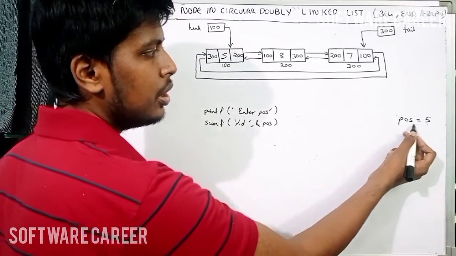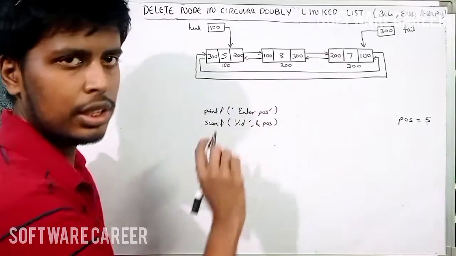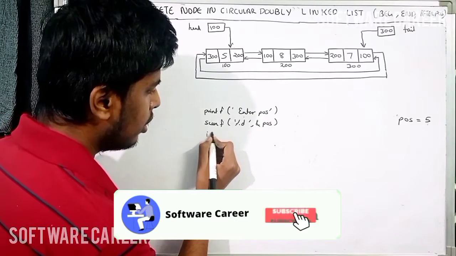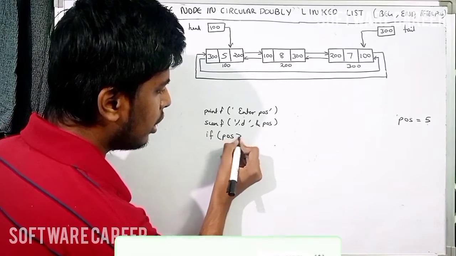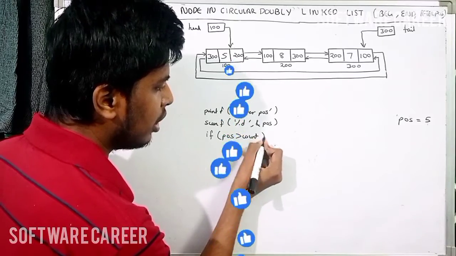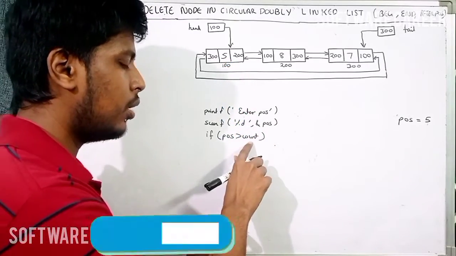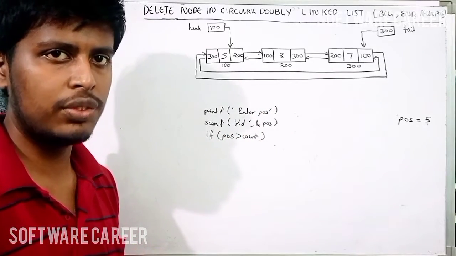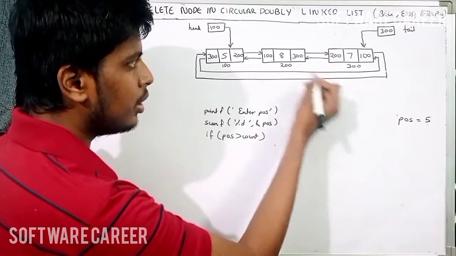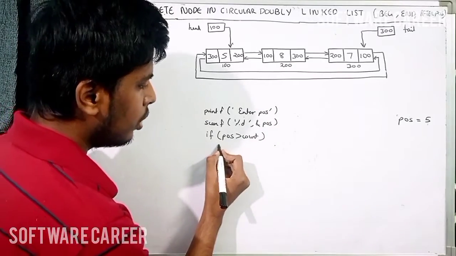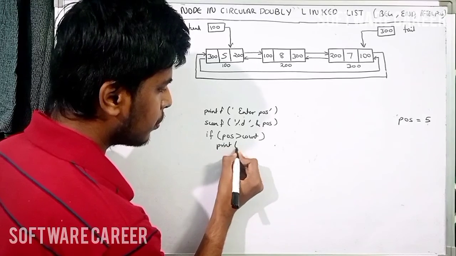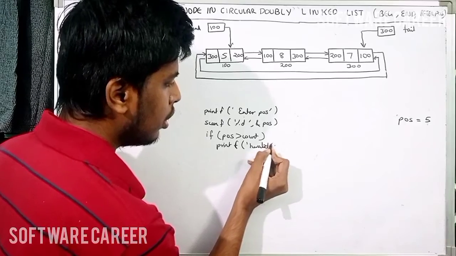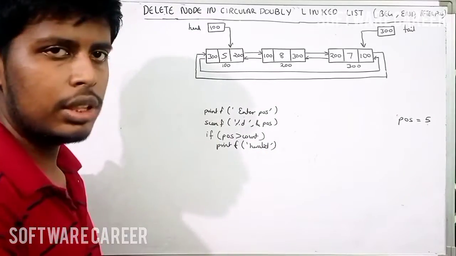So how to write that condition? See here, this position is greater than the number of nodes present here. The number of nodes is 3, so 5 is greater than 3. So I'm writing the condition: if position is greater than count, where count is the number of nodes present in the linked list. For counting the number of nodes in a doubly circular linked list, there is a separate program; I have taught you in another video. See this, 5 is greater than 3, so I should write print invalid. Now see, it again asks to enter the correct position.